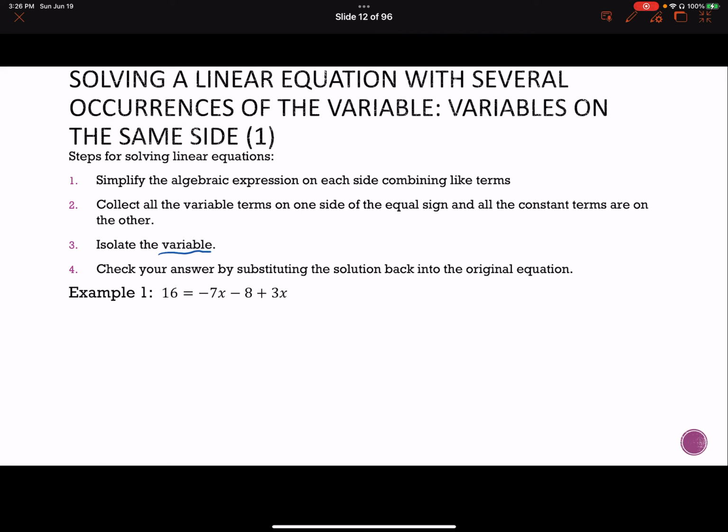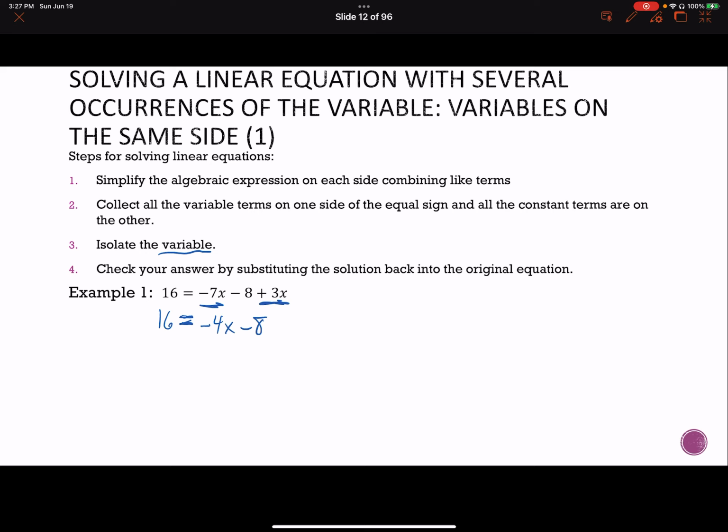Here's our first one. So I have 16 equals negative 7x minus 8 plus 3x. So I'm going to combine like terms. 16 equals negative 7 plus 3x, that would give me a negative 4x minus 8. So I have 16 equals negative 4x minus 8.